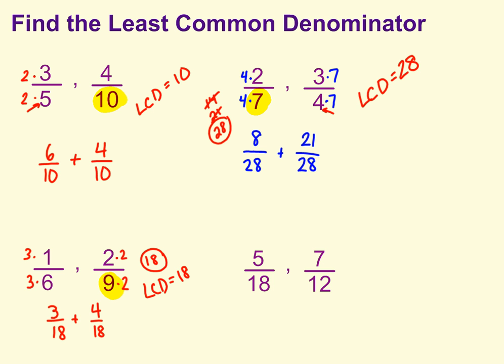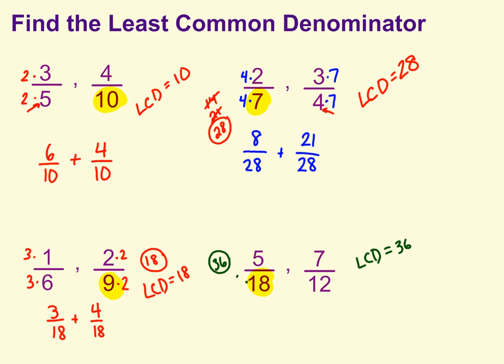Alright, last one, we have 18 and 12. So looking at the 18, because that's the bigger number, does 12 fit into 18? No, it does not. So let's look at multiples of 18. 18 times 2, if you're not sure, type it in your calculator. 18 times 2 is 36. Does 12 fit into 36? Yes, it does. So our least common denominator is 36.